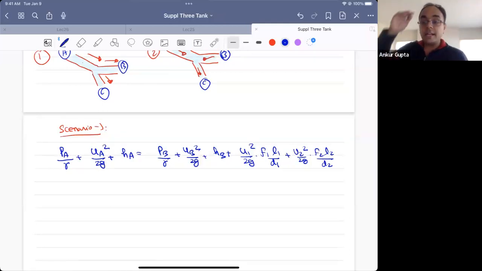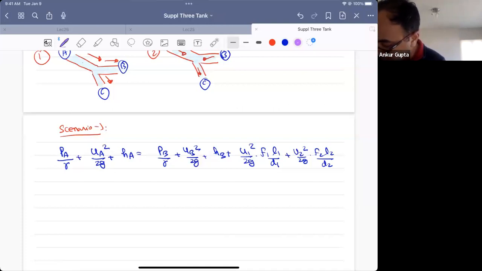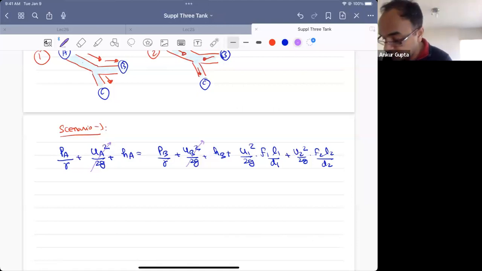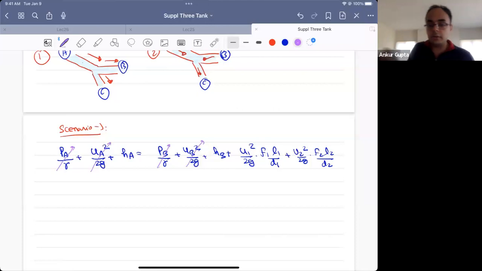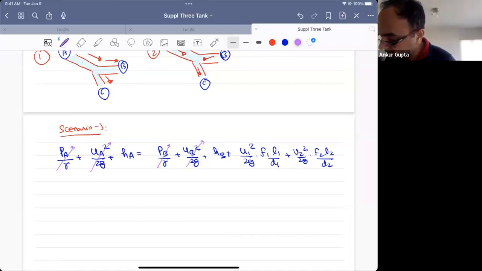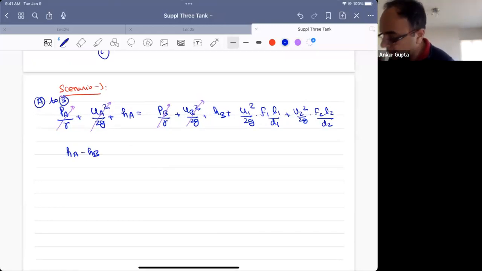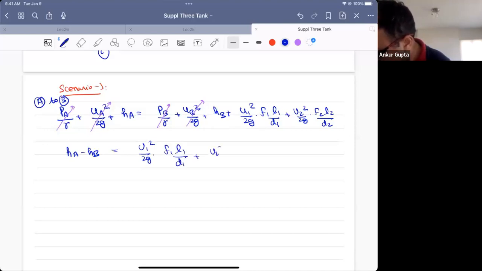So the velocity is actually at the top of the tank, and because the cross-section area is very high, we can essentially just say these velocities are approximated to be zero. The pressures are atmospheric pressures, or in gauge units, they're exactly zero. So you can ignore them, or we can equate them, either or. You can say P_atm, and then the two sides will cancel. So essentially what we get is HA minus HB, so this is A to B. HA minus HB is equal to U1 square by 2g times f1 L1 by D1, plus U2 square by 2g times f2 L2 by D2.